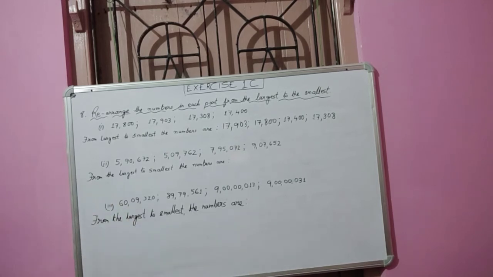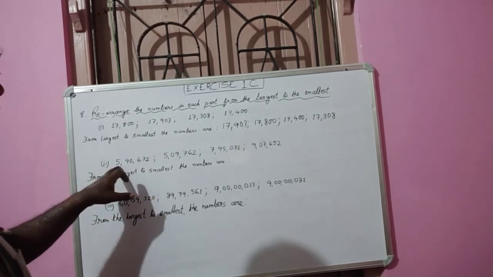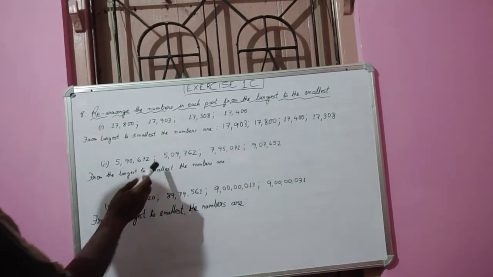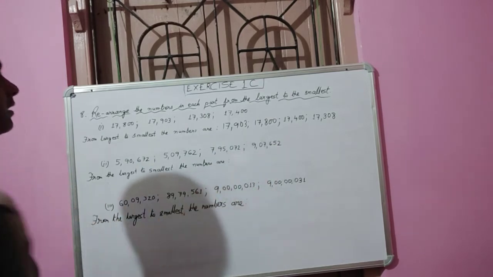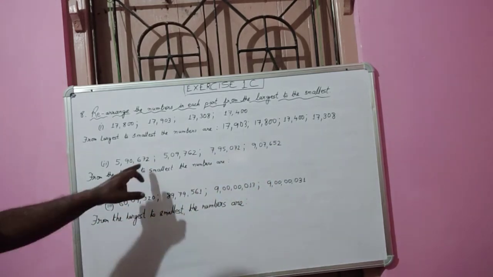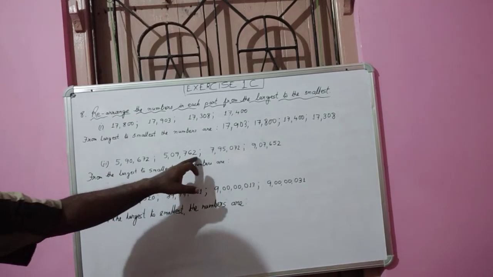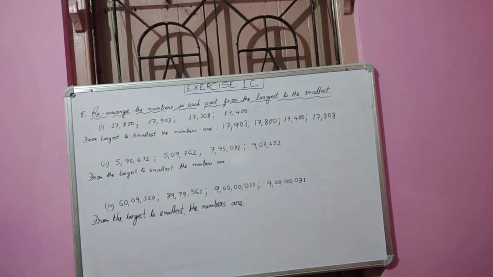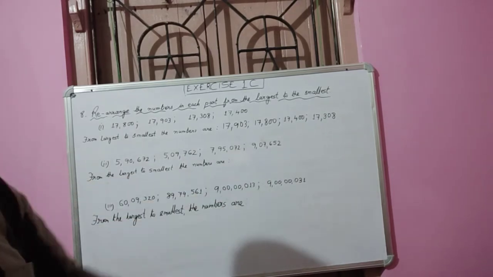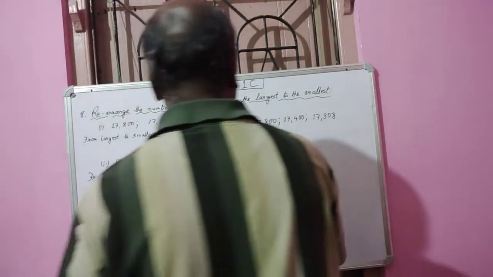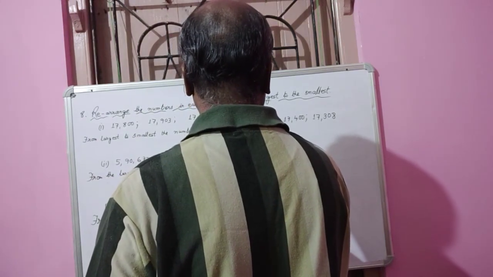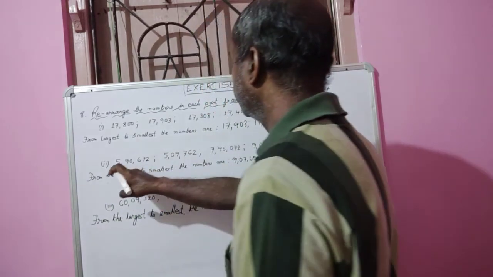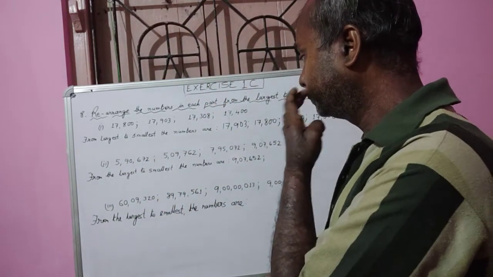Second part. Here the numbers are in lakhs: 5 lakh, 5 lakh, 7 lakh, 9 lakh. If you count, 1, 10, 100, 1,000, 10,000, lakh. Here also 1, 10, 100, 1,000, 10,000, lakh. Lakh, lakh. So which is the biggest? Obviously 9 lakh is the biggest number, so you will write that first. 9 lakh 7,652. Among all the four numbers in the second part, this number is the biggest.